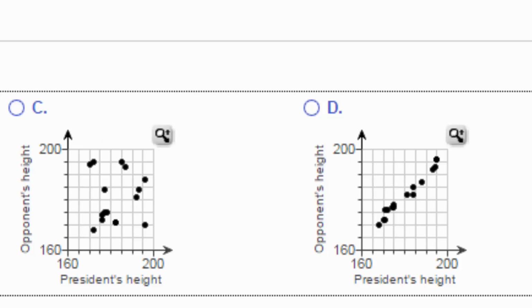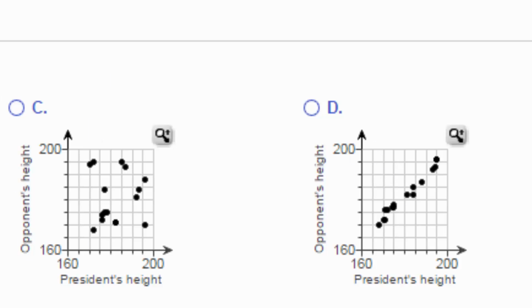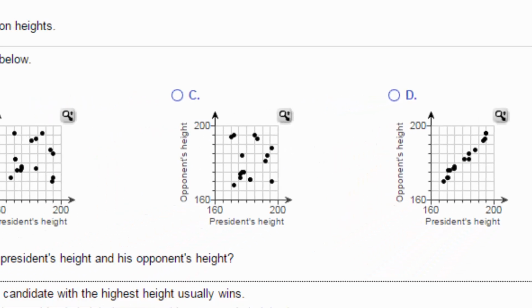So A and D, there definitely looks like some kind of pattern, but B, which is the one I picked, but also C, there doesn't look like there's any pattern at all.